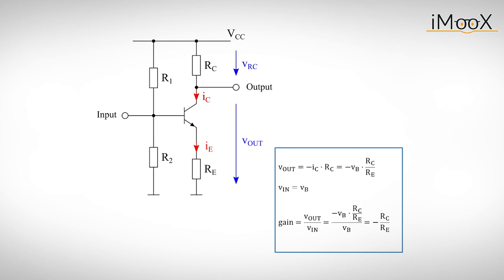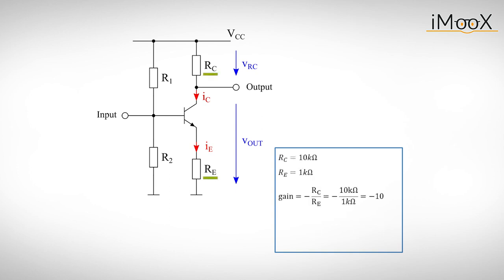We can also define the gain of the circuit very easily. By dividing the output voltage by the input voltage, we get the gain of minus RC divided by RE. Neat, isn't it? We can simply define any gain only by adjusting the values of the two resistors RE and RC. If we use, for instance, 10K for RC and 1K for RE, we get a gain of minus 10.